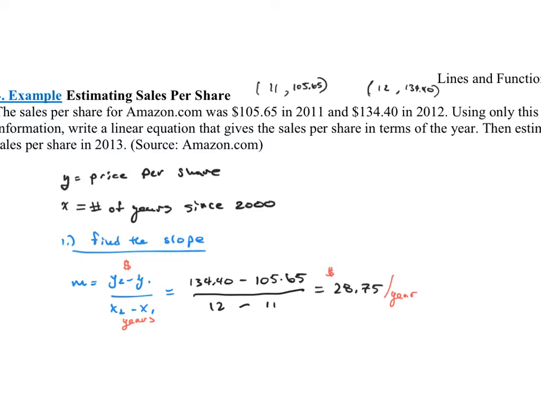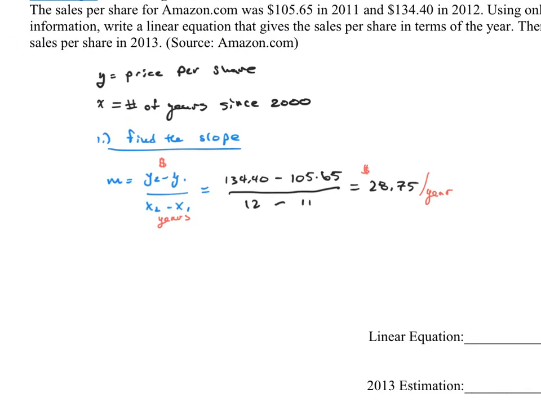Okay, so now we have the slope. We need to move on to the second point. So what's the second part? The second part is find the equation of the line. I'm just going to write find the line, and we're going to use the y minus y1 equals m times x minus x1 point slope formula, because now we have both a point and a slope.